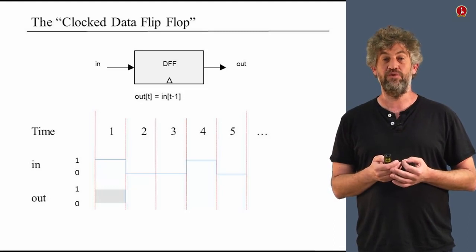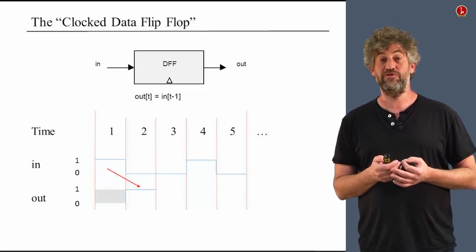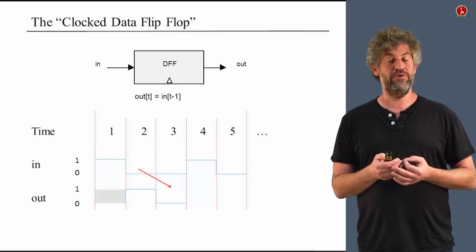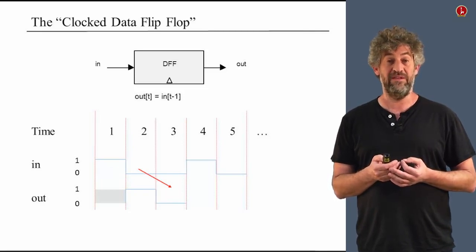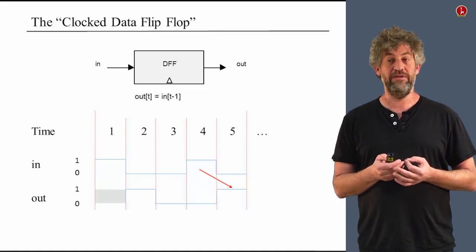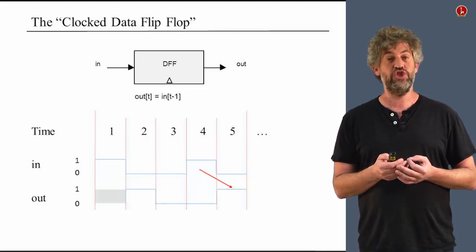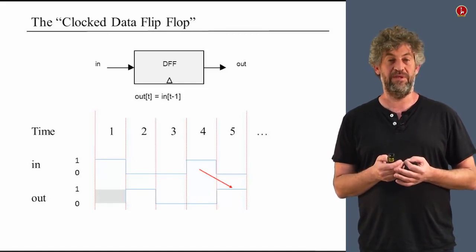But once we get to time unit 2, then we know exactly what the output needs to be. It needs to be exactly what the input was at time 1. Similarly, at time unit 3, we know it has to be 0 because that was what the input was at time 2, and so on. At every time point, we simply have the previous signal that was fed as the input, shifted one time unit to the right. And this is what the clocked D flip-flop does.